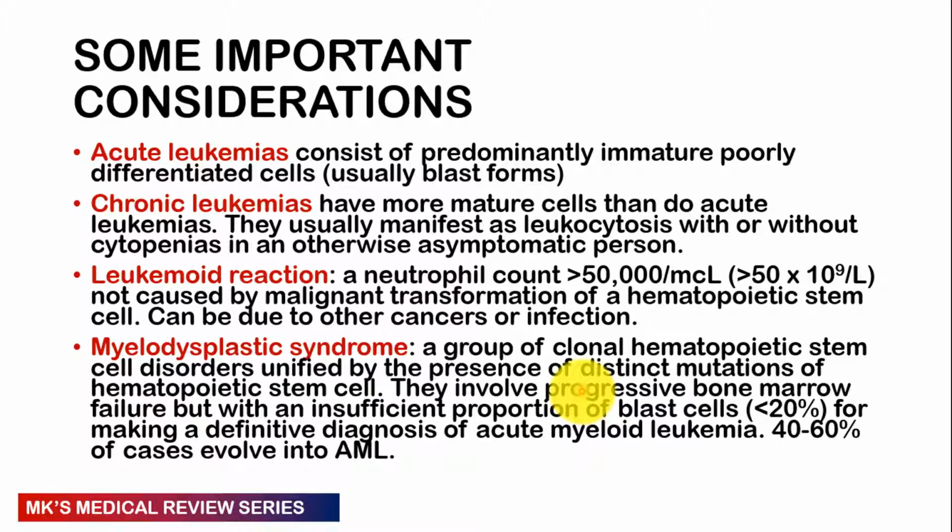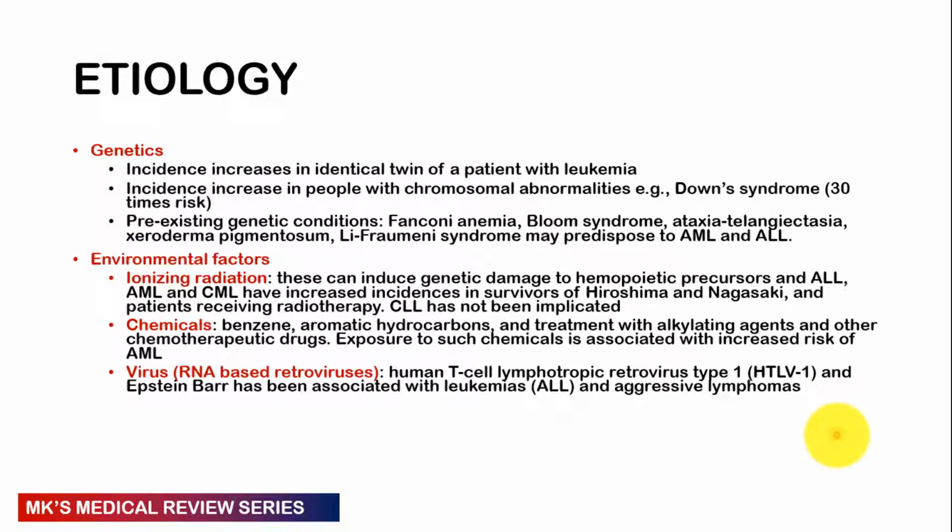Because remember that for you to say that this person has leukemia, they should have more than 20% of the blast cells in the bone marrow or in the blood. But in this case, they have less than 20% of these blast cells in the bone marrow. So this is not enough to make a diagnosis of acute myeloid leukemia. And remember that 40% to 60% of these cases actually evolve into acute myeloid leukemia.